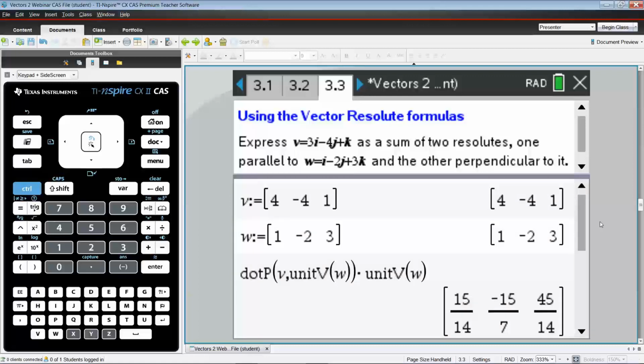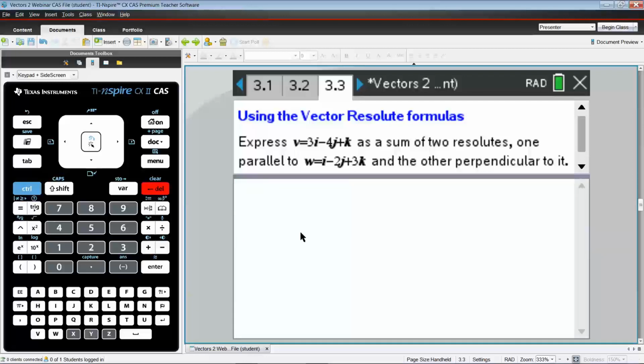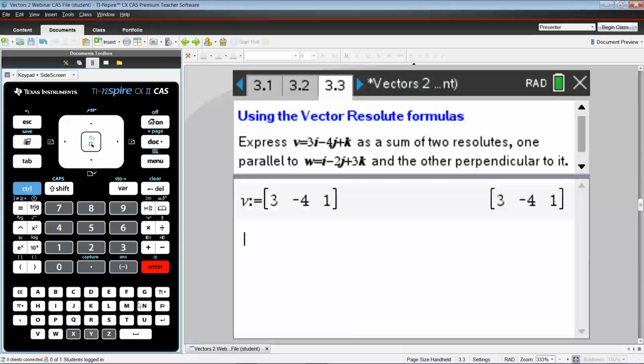Sorry, I just realized I probably should define V again. I stopped with the definition. Sometimes these things happen. So V is 3, neg 4, 1. Let's quickly fix that. Sorry about that error, everyone. So W is defined as vector 1, neg 2, 3. I should double check my typing as I go along.